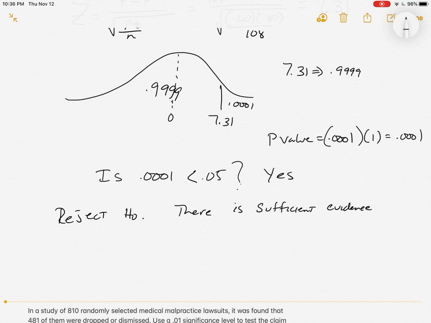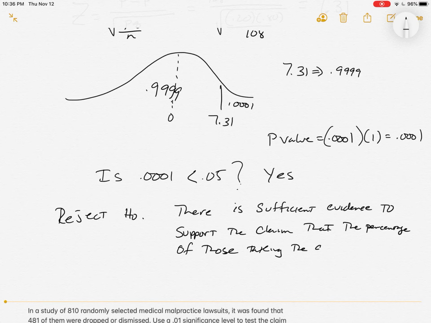Each of the 10 homework problems is going to get you to practice with this. There is sufficient evidence to support the claim that the percentage of those taking the drug and experiencing nausea is more than 20%. They're going to have some drop down menus for you to choose the right wording.